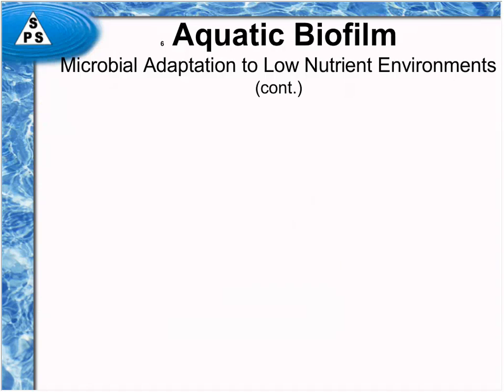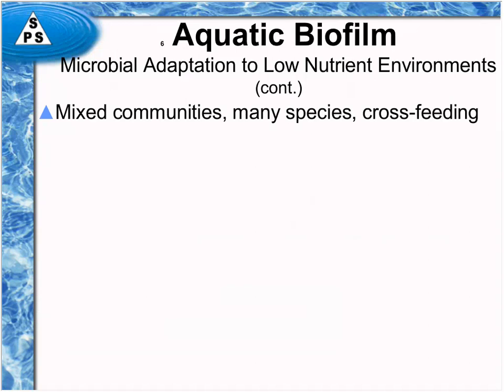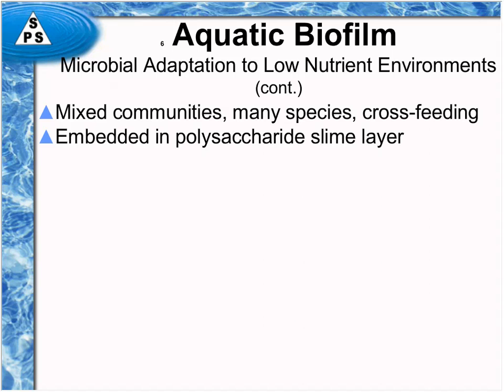So aquatic biofilms typically grow in these low nutrient aqueous environments as mixed communities. Often it contains many species and they cross-feed each other. The wastes of one cell could be the food for another cell. And they grow in very cooperative relationships. They are all embedded in this polysaccharide slime layer. I say polysaccharide, it's mostly polysaccharide. There's other things in it as well.